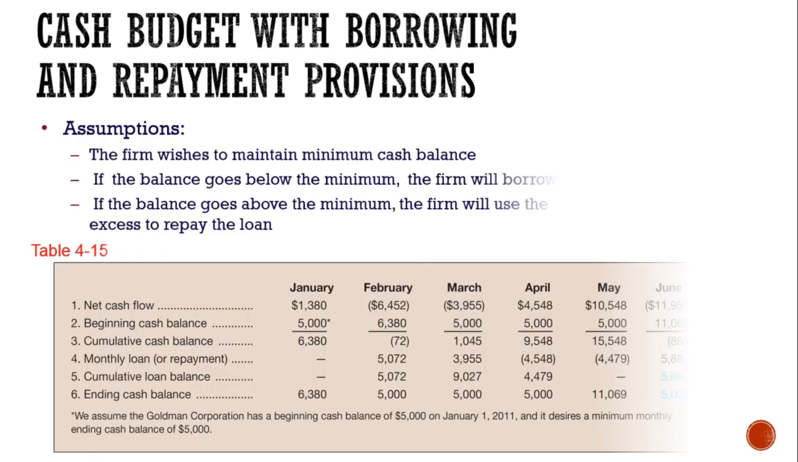Cash budget with borrowing and repayment provisions. The assumption is the firm wishes to maintain a minimum cash balance. If the balance goes below the minimum, the firm will borrow. If the balance goes above the minimum, the firm will use the excess to repay different loans that it has available. And this is just an example of what a firm might use for managing its specific cash needs.